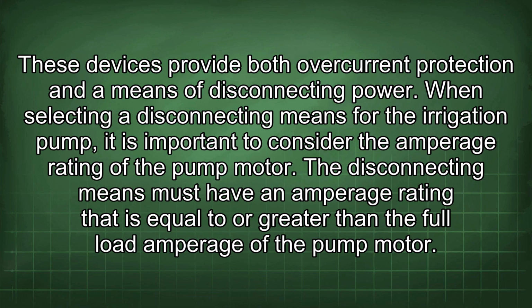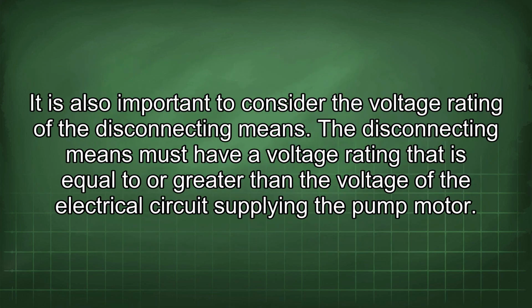When selecting a disconnecting means for the irrigation pump, it is important to consider the amperage rating of the pump motor. The disconnecting means must have an amperage rating that is equal to or greater than the full load amperage of the pump motor. It is also important to consider the voltage rating of the disconnecting means. The disconnecting means must have a voltage rating that is equal to or greater than the voltage of the electrical circuit supplying the pump motor.